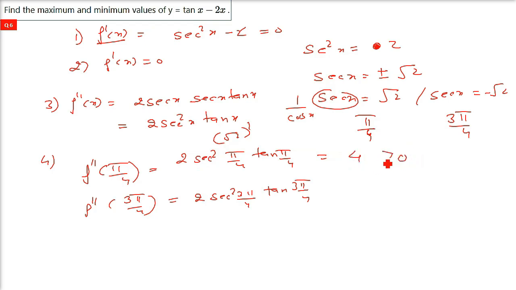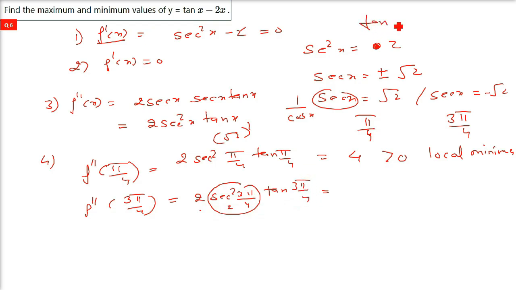So 2 sec square pi by 4: sec pi by 4 is root 2, I told you. So root 2 whole square is 2, and you got 4. It is local minima. Here you will get negative 4. It will be local maxima. Please again understand, the value greater than 0, the positive value, indicates local minima, and the negative value will indicate the local maxima.